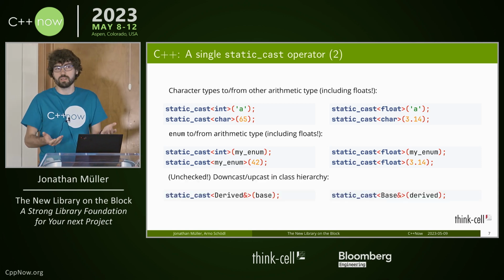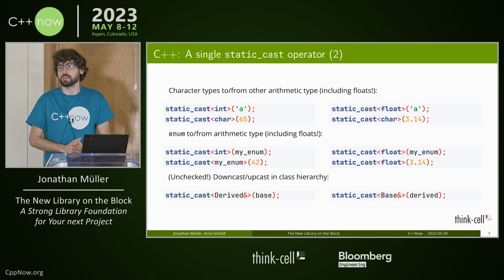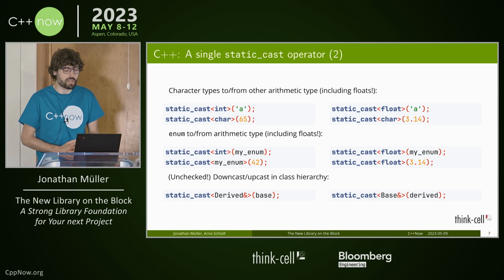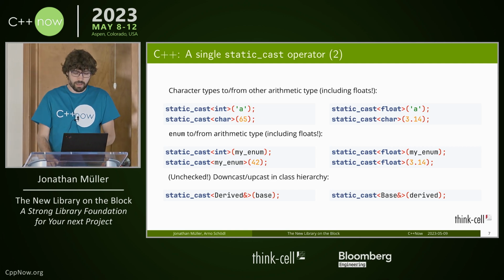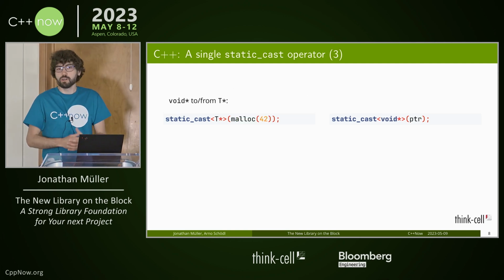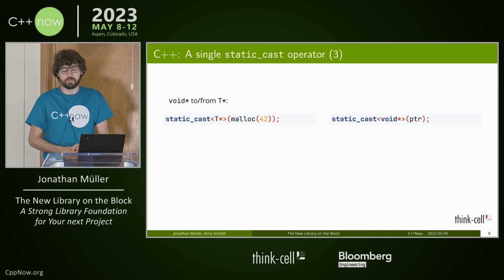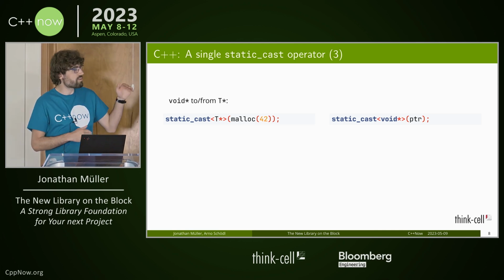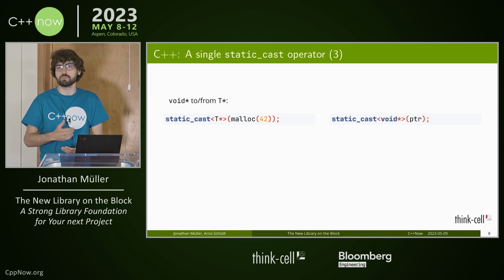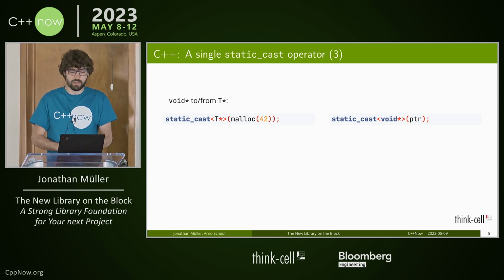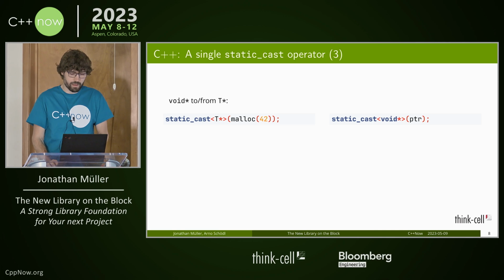You can also cast in a class hierarchy. They are completely unchecked. So you can have a base pointer, convert it to a derived pointer, and just hope it's actually that type. If you have a void pointer, you can convert that to a T star and back. Note that one of those pointer types has to be void. You cannot convert between 2 arbitrary pointers. You have to use reinterpret_cast for that. But void is totally okay.